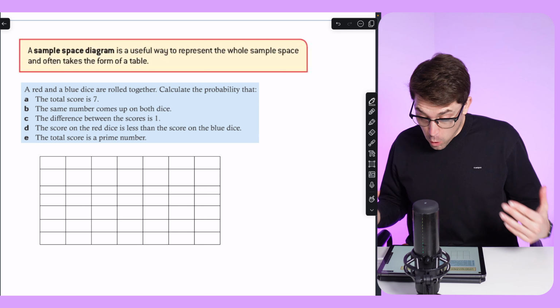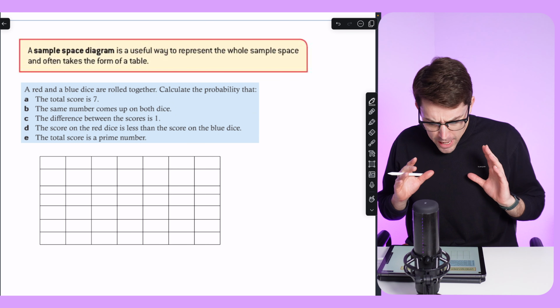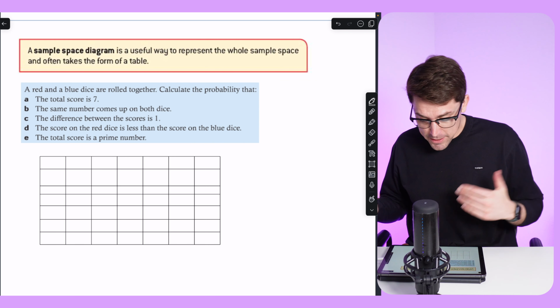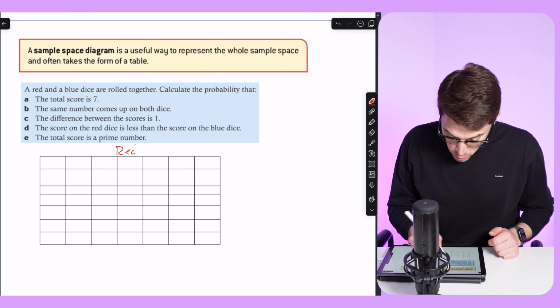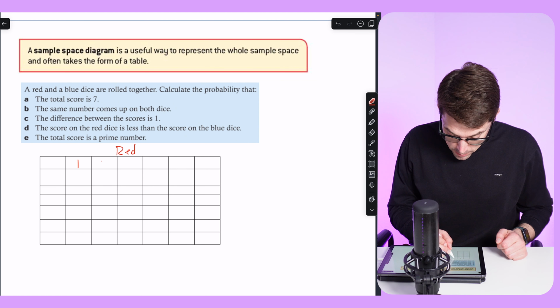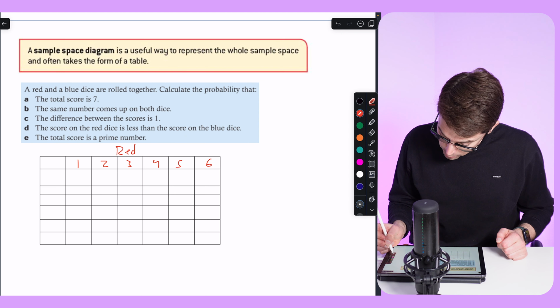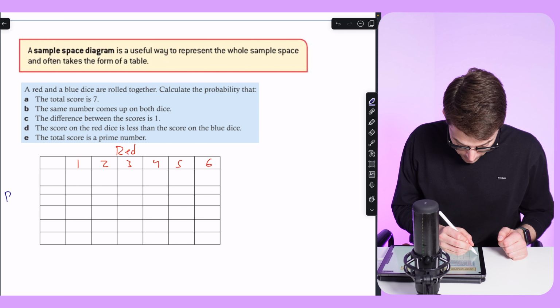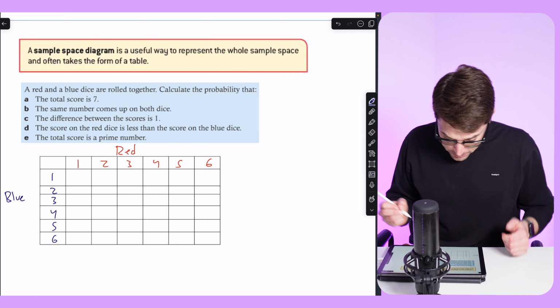It's a useful way to represent the whole sample space and often takes the form of a table, usually a grid. Now, let's say, for instance, that we have a red and blue dice that are rolled together, and we want to calculate some different probabilities. So I have red going from left to right, and I could roll a 1, a 2, a 3, a 4, a 5, and a 6 on that. And then I'll have blue going up and down, and I could have 1, 2, 3, 4, 5, and 6.